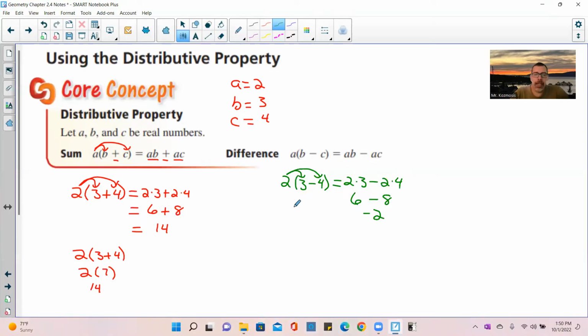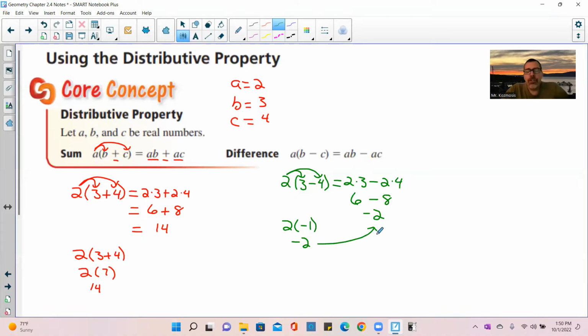Now, again, if I use the order of operations here, not the distributive property, then I would get 2 times the quantity 3 minus 4 first. 3 minus 4 is -1, and 2 times -1 is -2. And as you can see, we do get the same answer.